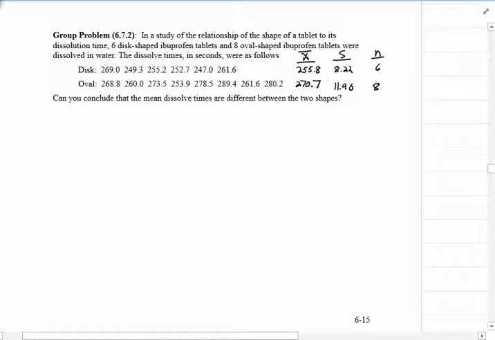Means and standard deviations are there, so I'm assuming you can calculate those by now.